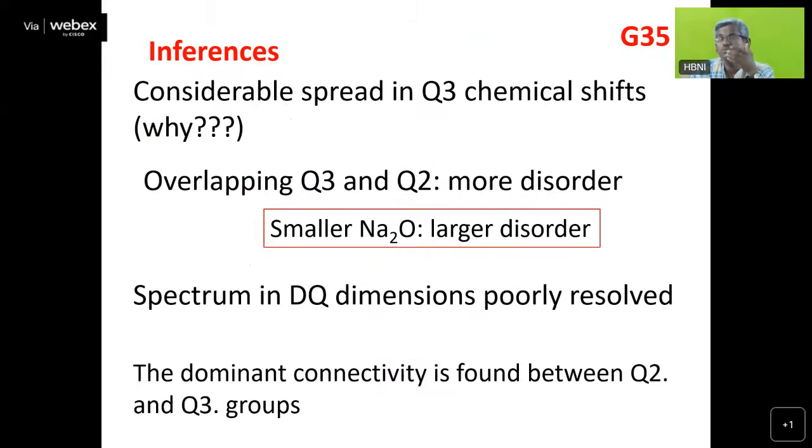So this is some of the inference which we have got. It is not giving a very clear-cut picture compared to the 58% sodium oxide. The main reason being that resolution is poor. You need to go for a higher spinning frequency, etc. This probably we will discuss maybe towards the next class or maybe in the last class.